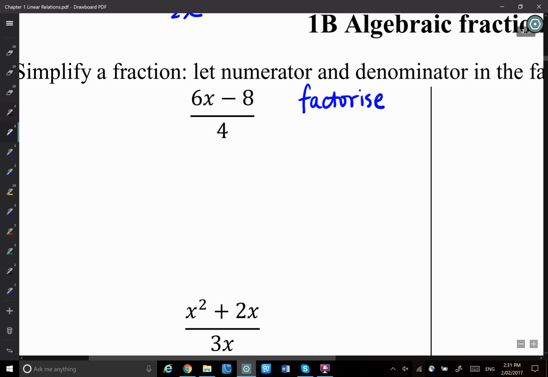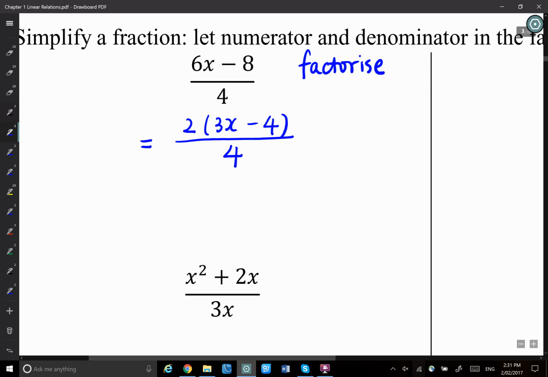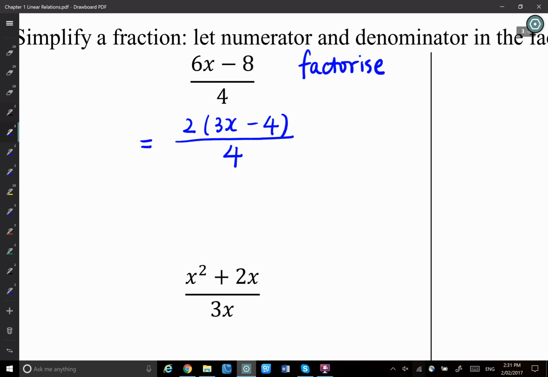We need to factorize that first. So we factorize 6x minus 8. We have 2 as the factor, and we have 3x minus 4 over 4. That's my first step. What does this 2 represent? It represents that I have 2 in the first term and 2 in the second term. I have 2 in both terms.